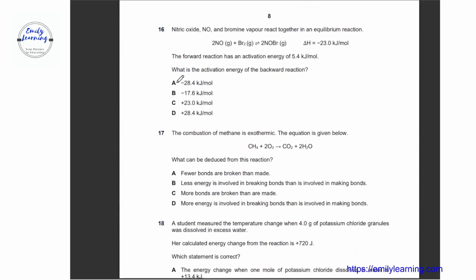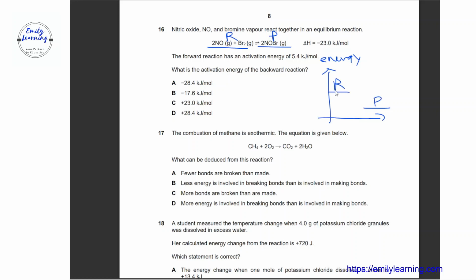Moving on to question 16. Nitric oxide NO and bromine vapor react together in an equilibrium reaction. The forward reaction has an activation energy of 5.4 kilojoules per mole. What is the activation energy of the backward reaction? So let's just draw out the energy profile diagram. So this is energy. For simplicity, I'll write this as the reactants, this as the product. Don't do that for exam, but this is MCQ, so I can do that. This R, this is P.